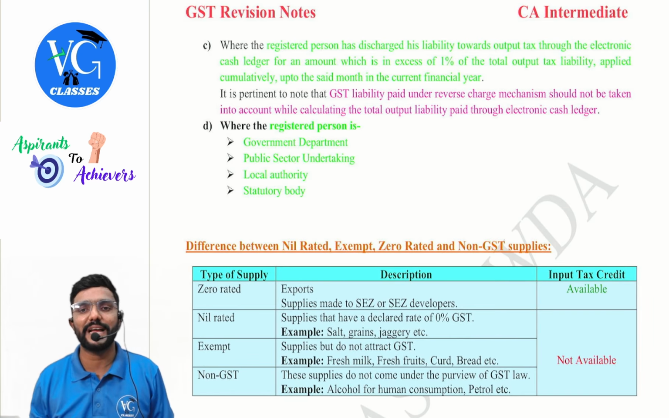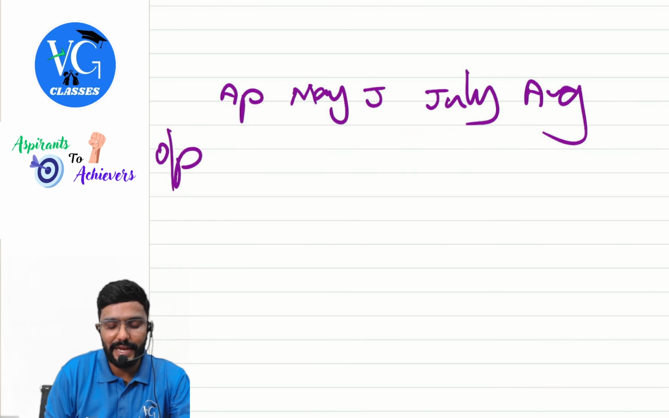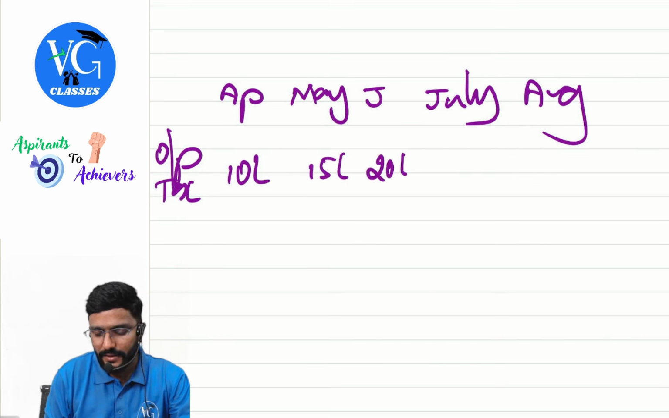Now listen, we are in August. So from the beginning, how many months are over? April, May, June, July. Clear? For all these months, let us take output tax as 10 lakh, 15 lakh, 20 lakh, 25 lakh. Sir, how much have I paid through the electronic cash ledger? Okay. Here only 50,000. Here 70,000. Here 20,000. Let me take that, because I had a huge credit, you assume. Next, here I have paid 1 lakh.